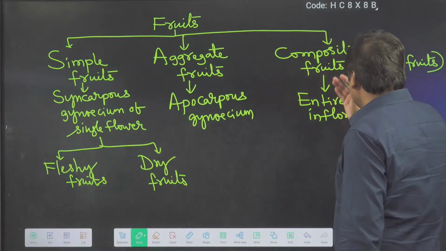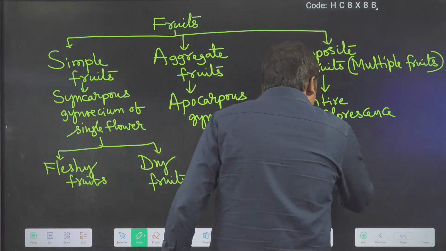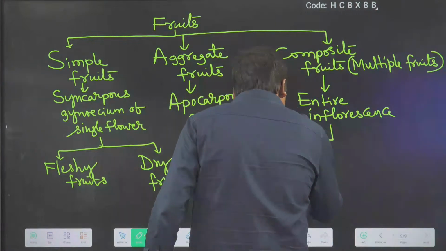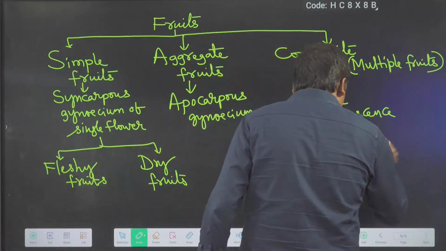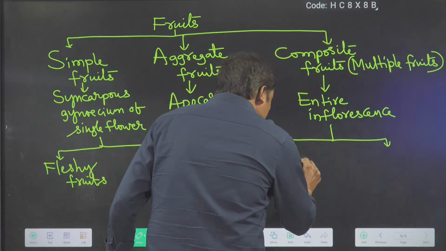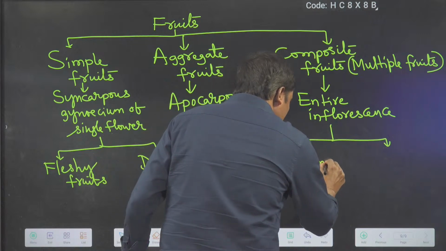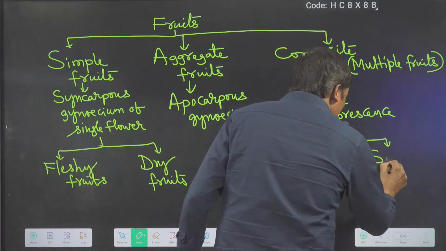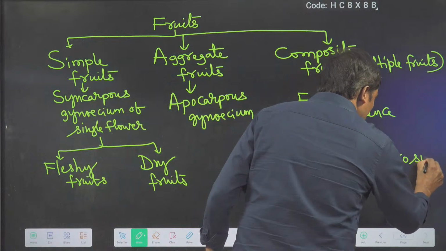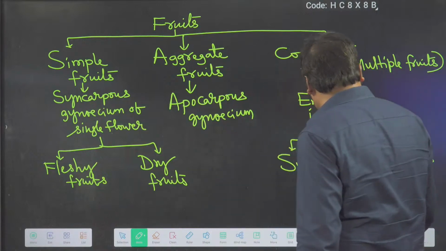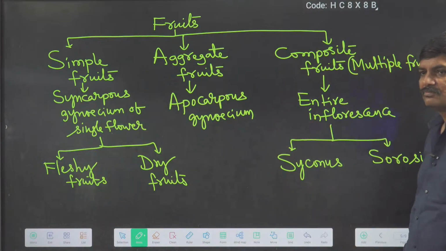And composite fruits are of two types, namely Syconus and Sorosis. This is a brief account of the fruits.